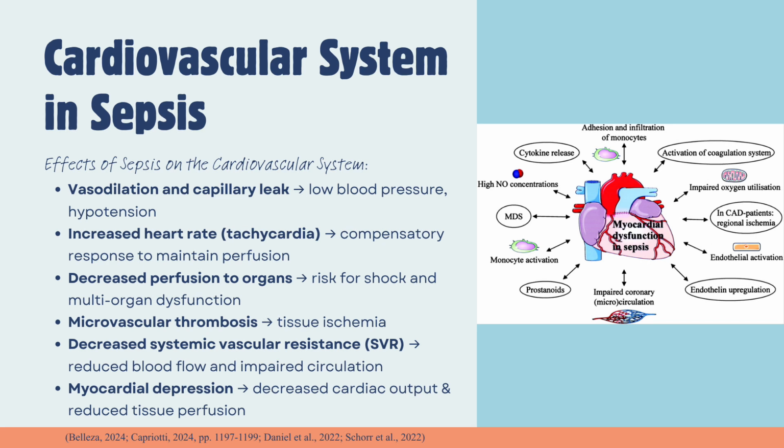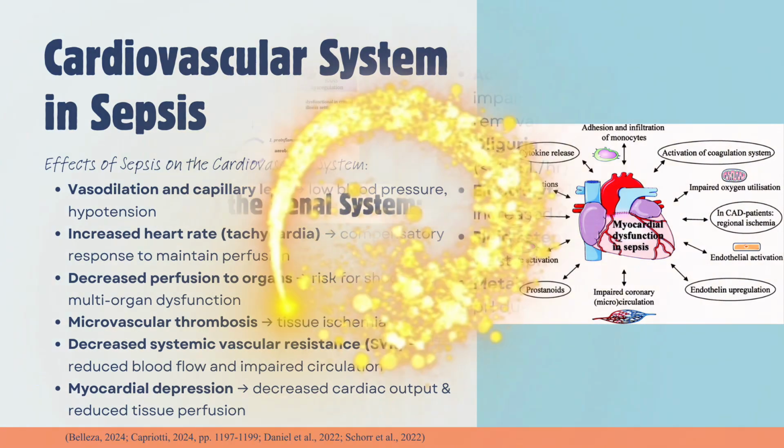Despite this compensation, overall perfusion to vital organs continues to decrease, increasing the risk for shock and progression to multi-organ dysfunction. In addition, microvascular thrombosis can occur, leading to tissue ischemia at the cellular level. Sepsis also causes a decrease in systemic vascular resistance, which further impairs circulation and blood flow. Over time, myocardial depression may develop, reducing cardiac output and worsening overall tissue perfusion.